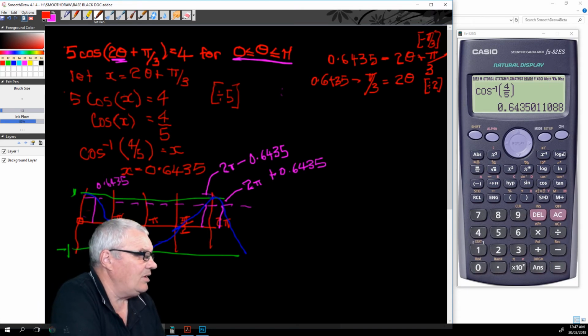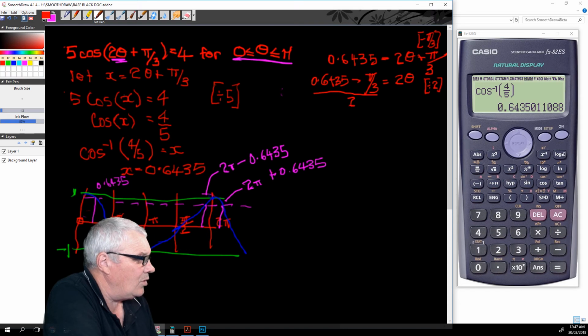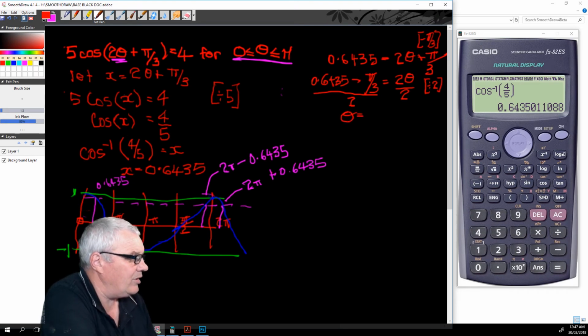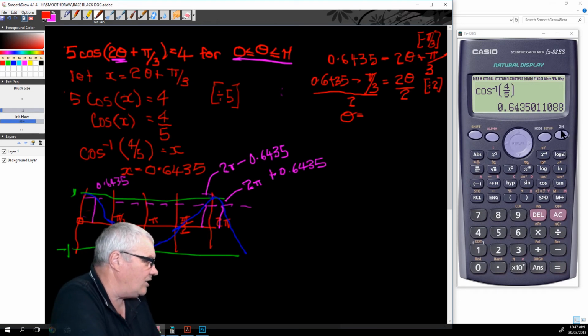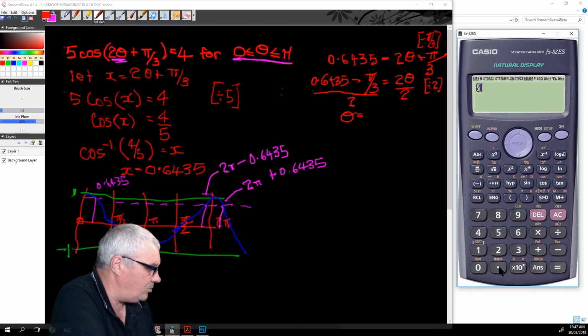Like so. And so what we get is we put that over 2, and that there over 2, and then we get theta equals, so we'll do that on the calculator. So let's just clear everything here. So we've got 0.6435.